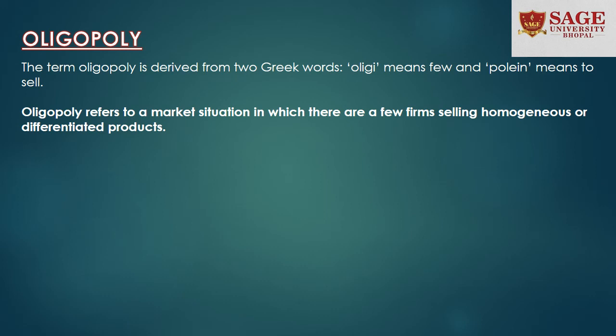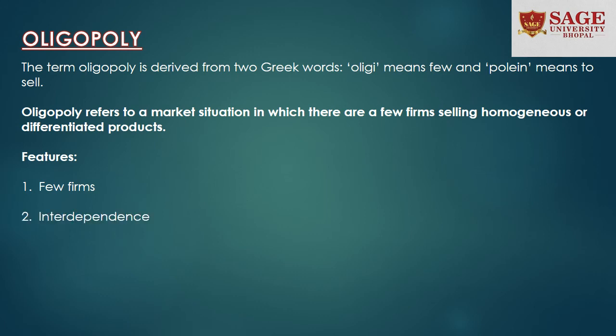In India, markets for automobiles, cement, steel, aluminum, etc. are examples of oligopolistic markets. Features of oligopoly are: first, few firms. Under oligopoly there are a few large firms. Each firm produces a significant portion of the total output. There exists severe competition among different firms and each firm tries to manipulate both prices and volume of production to outsmart each other.